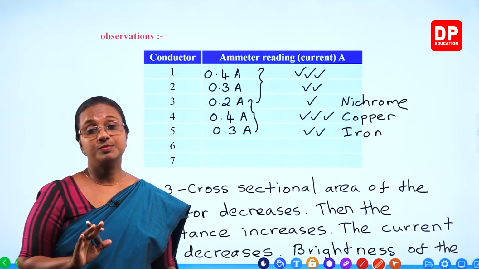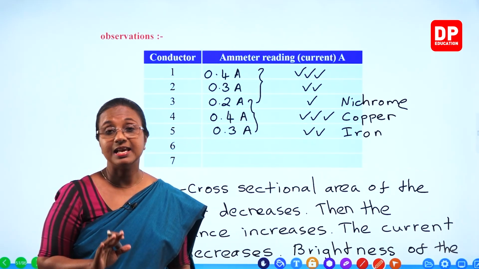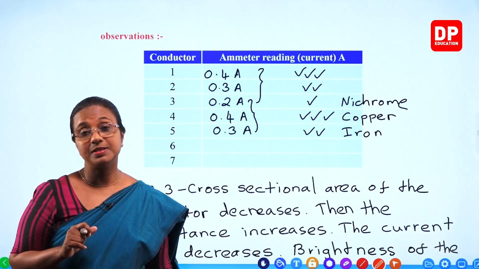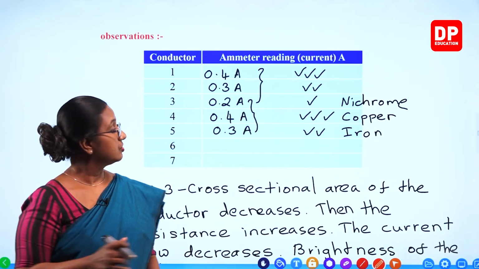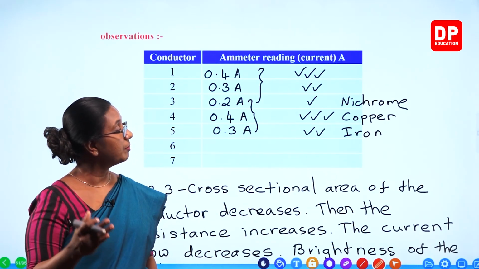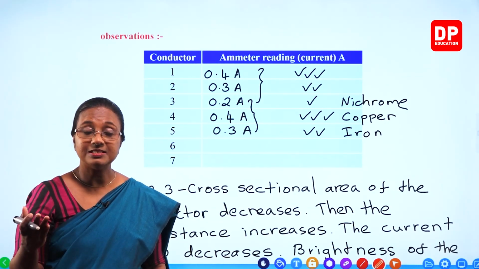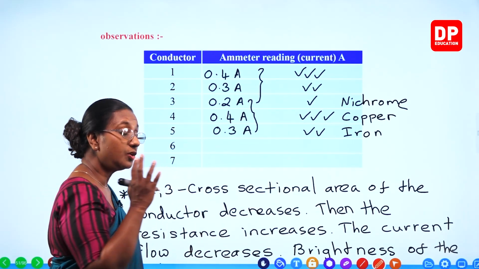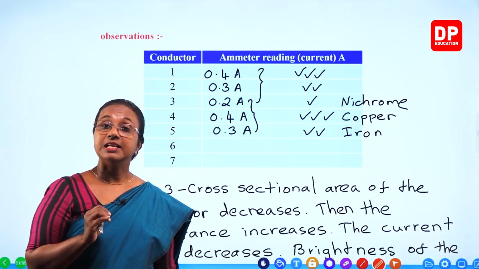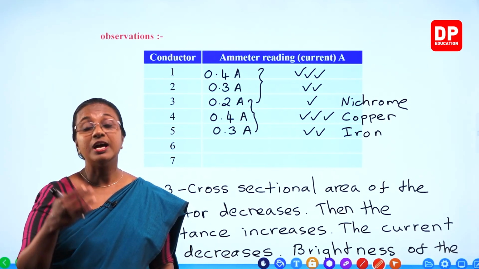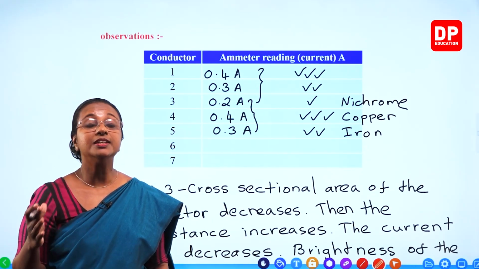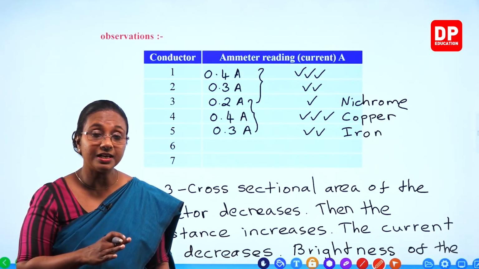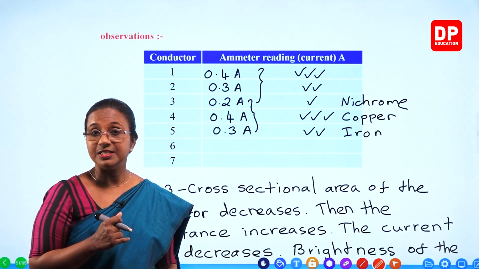But from all these observations, you all have to understand that the resistance of a conductor depends on the material composition of the conductor. So materials are different, nichrome, copper and iron. Then the resistance is different, therefore the current flowing through them is different. So the difference in material composition is related to resistivity of the conductor. We call it the resistivity of the conductor. The material composition leads to resistivity of the conductor.